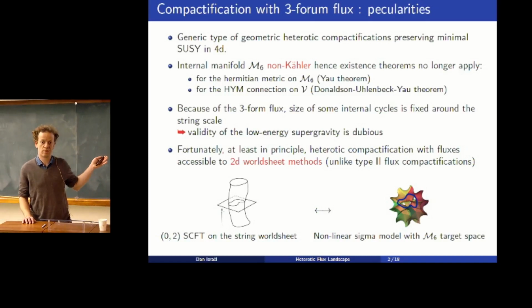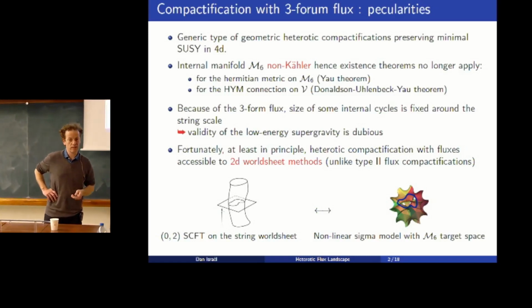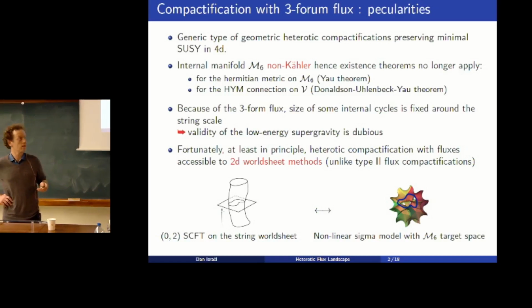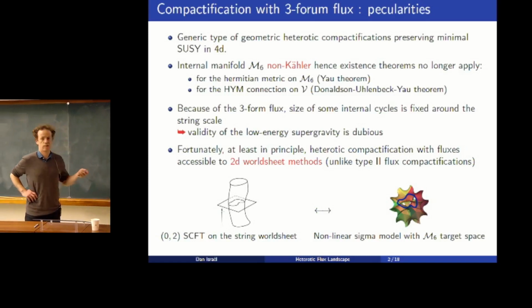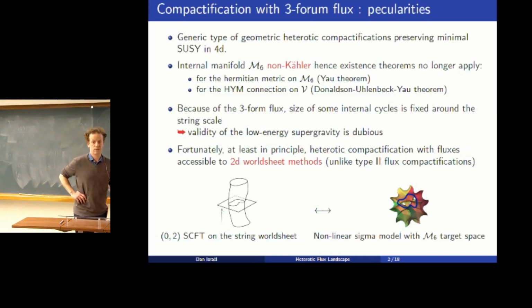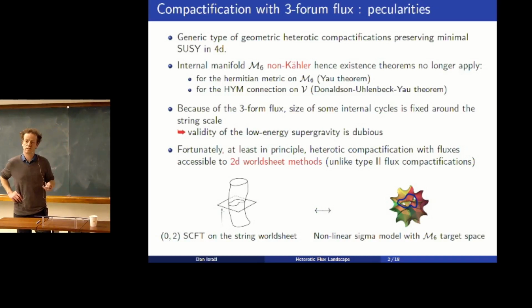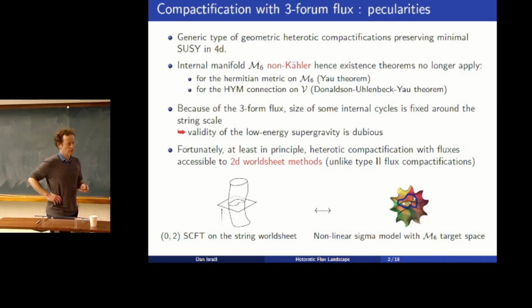Because we lack all the nice theorems that we have for Kähler geometry: the Yau theorem that tells us that there is a Calabi-Yau metric, which is Ricci flat, and the Donaldson-Uhlenbeck-Yau theorem that tells you that under certain conditions you have a connection on a gauge bundle that respects Hermitian-Yang-Mills. We don't have anything of this sort in this case, because the geometry is generically non-Kähler. So this is the first characteristic. We know very little of it, at least for minimal supersymmetry.